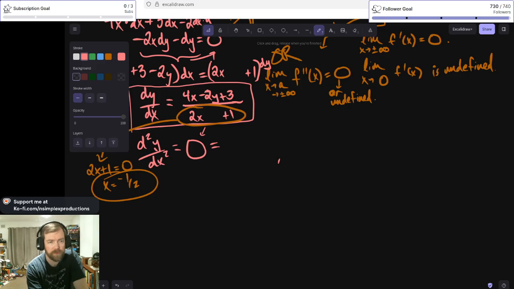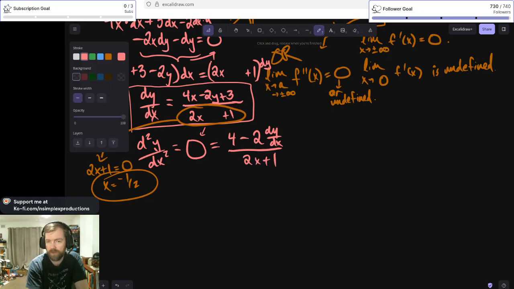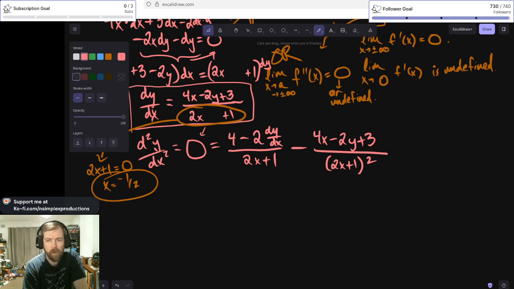So we're going to take the derivative with respect to x of the top, which gets us 4 minus 2 dy/dx. Yes, I did, because I just did the L'Hopital's rule, essentially. Ugh, so terrible. Okay, divided by 2x plus 1. You cannot take the derivative of both. Minus, going to be the original 4x minus 2y plus 3, divided by (2x plus 1) squared. And we multiply by the derivative of the bottom, which is going to be 2.